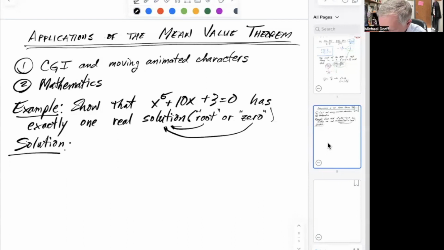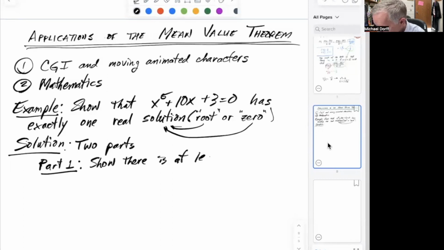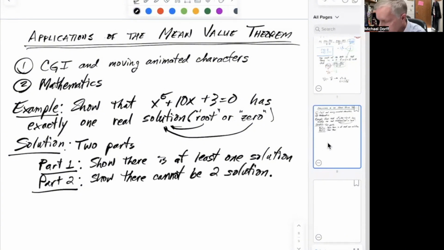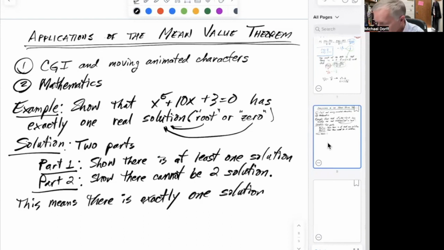So what do we do here? We have two parts here. Part 1 is to show there is at least one solution. And then part 2, show there cannot be two solutions. Now, if I've got at least one solution, but I can't have two solutions, that means that there is exactly one. So there's exactly one solution here. Some of you may say, well, what if I have three solutions? If you have three solutions, then that means you're going to have two solutions also. And so you can't have three solutions if you can't have two solutions.